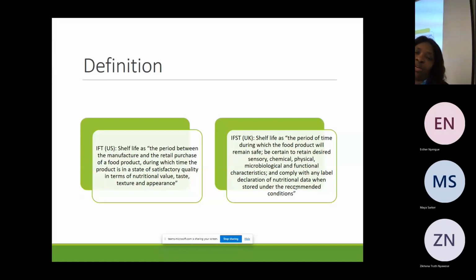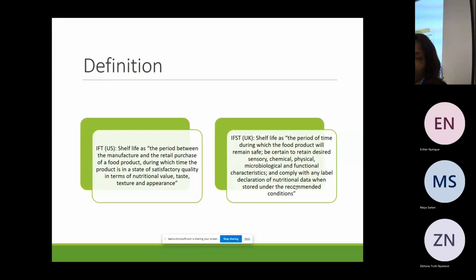The Institute of Food Technology, which is a US-based organization, defines shelf life as the period between the manufacture and the retail purchase of a food product, during which time the product is in a state of satisfactory quality in terms of nutritional value, taste, texture, and appearance. So you see here, they have actually looked at satisfactory quality, but what determines that quality is nutritional value, taste, texture, and appearance.